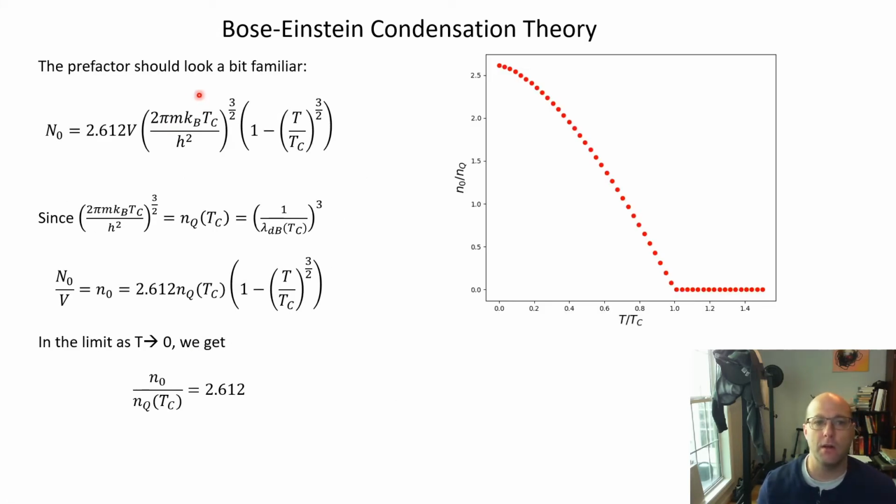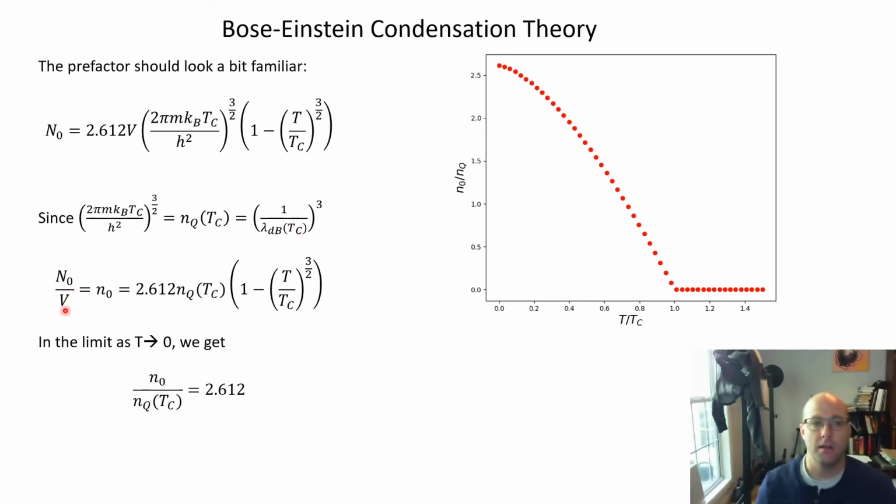So the prefactor out there should also look really familiar to you. This front prefactor is just that integral number times volume, but this one should look like the de Broglie wavelength or quantum concentration. So this expression is equal to the quantum concentration of the gas evaluated at T sub C. And we know quantum concentration is 1 over the de Broglie wavelength quantity cubed, again evaluated at T sub C.